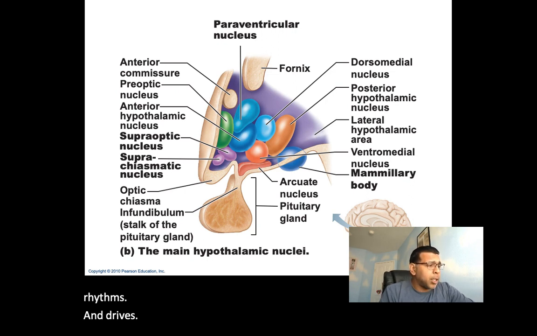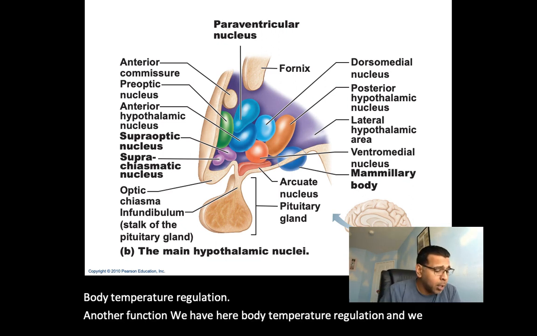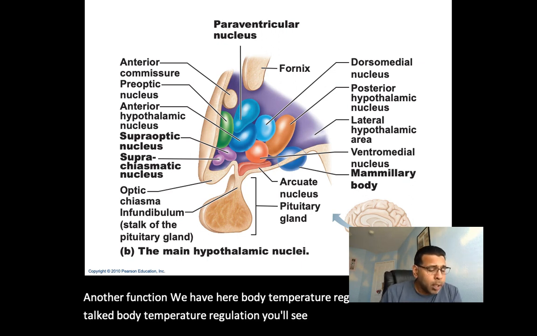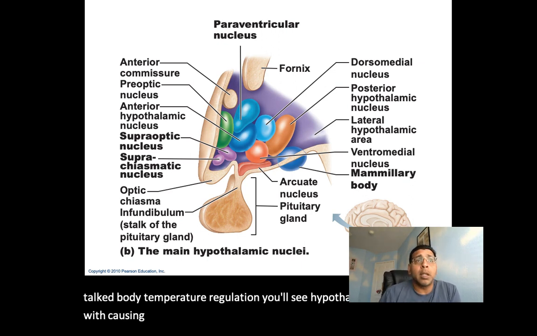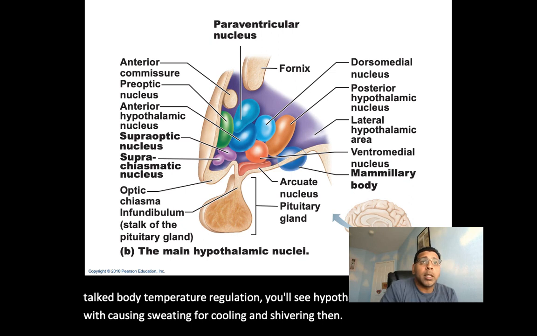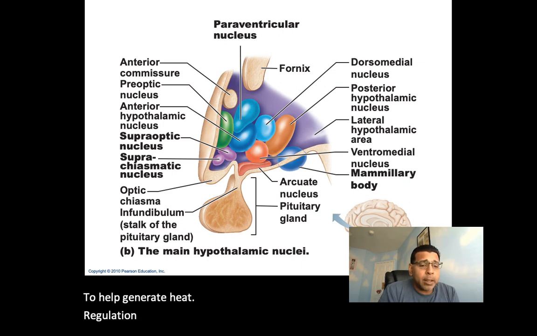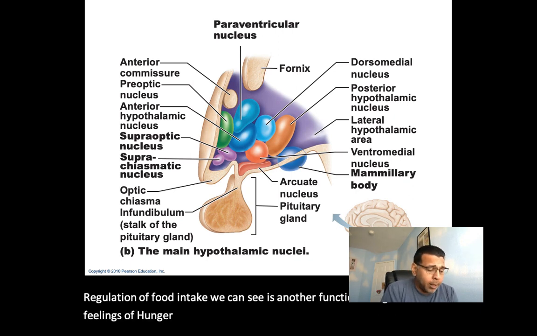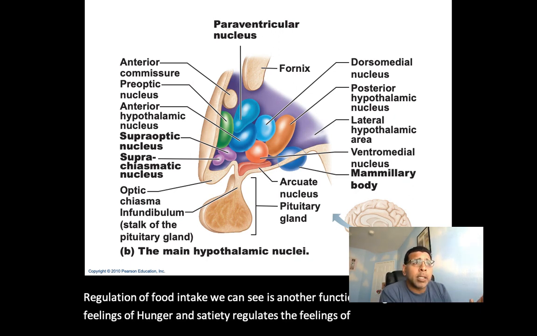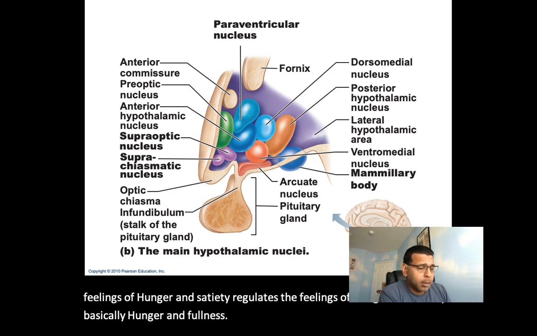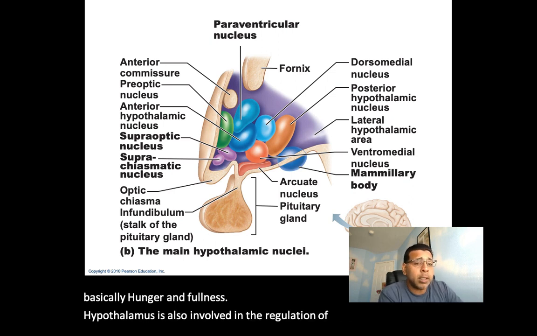Body temperature regulation is another function we have here. When we talk body temperature regulation, you'll see the hypothalamus is involved with causing sweating for cooling and shivering to help generate heat. Regulation of food intake is another function. It regulates the feelings of hunger and satiety, basically hunger and fullness. The hypothalamus is also involved in the regulation of water balance and thirst.